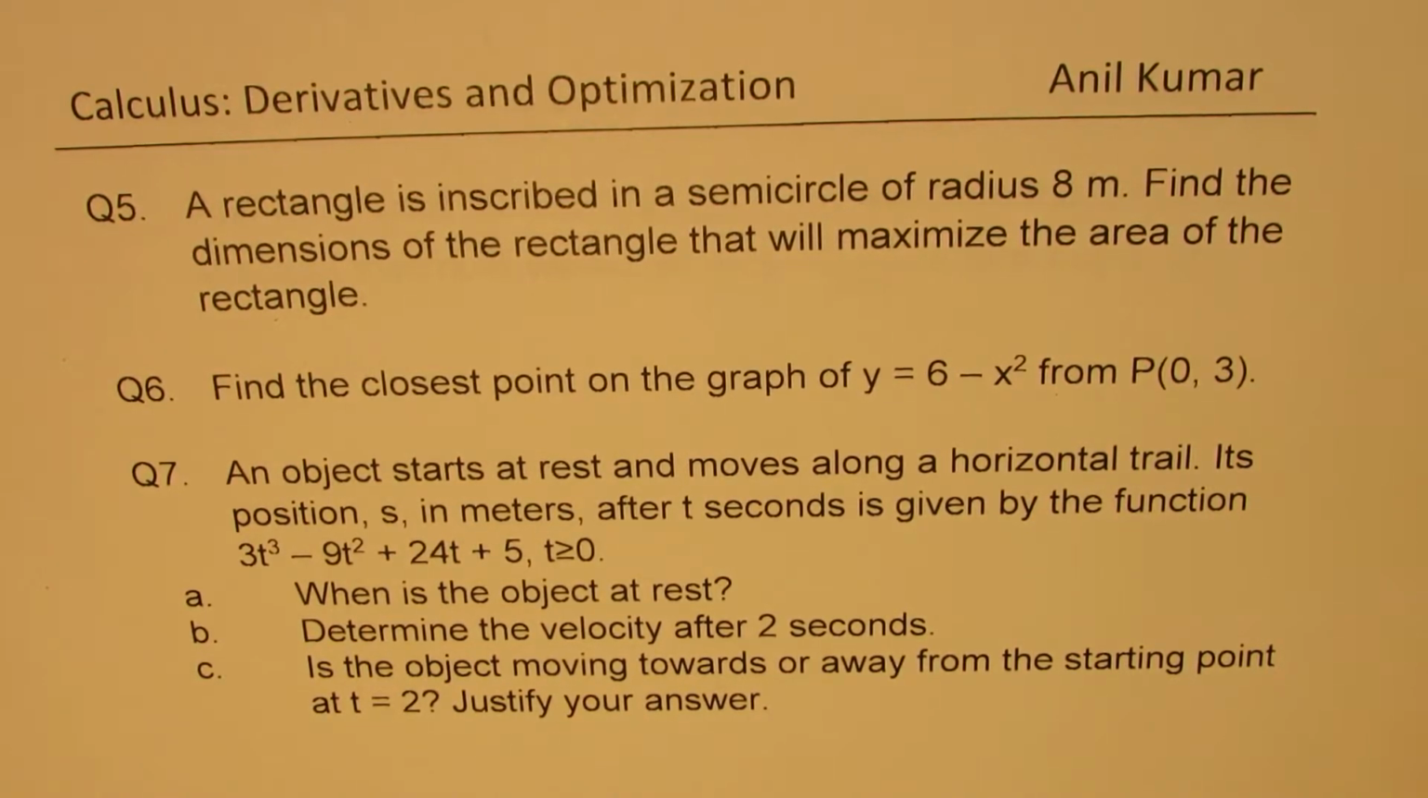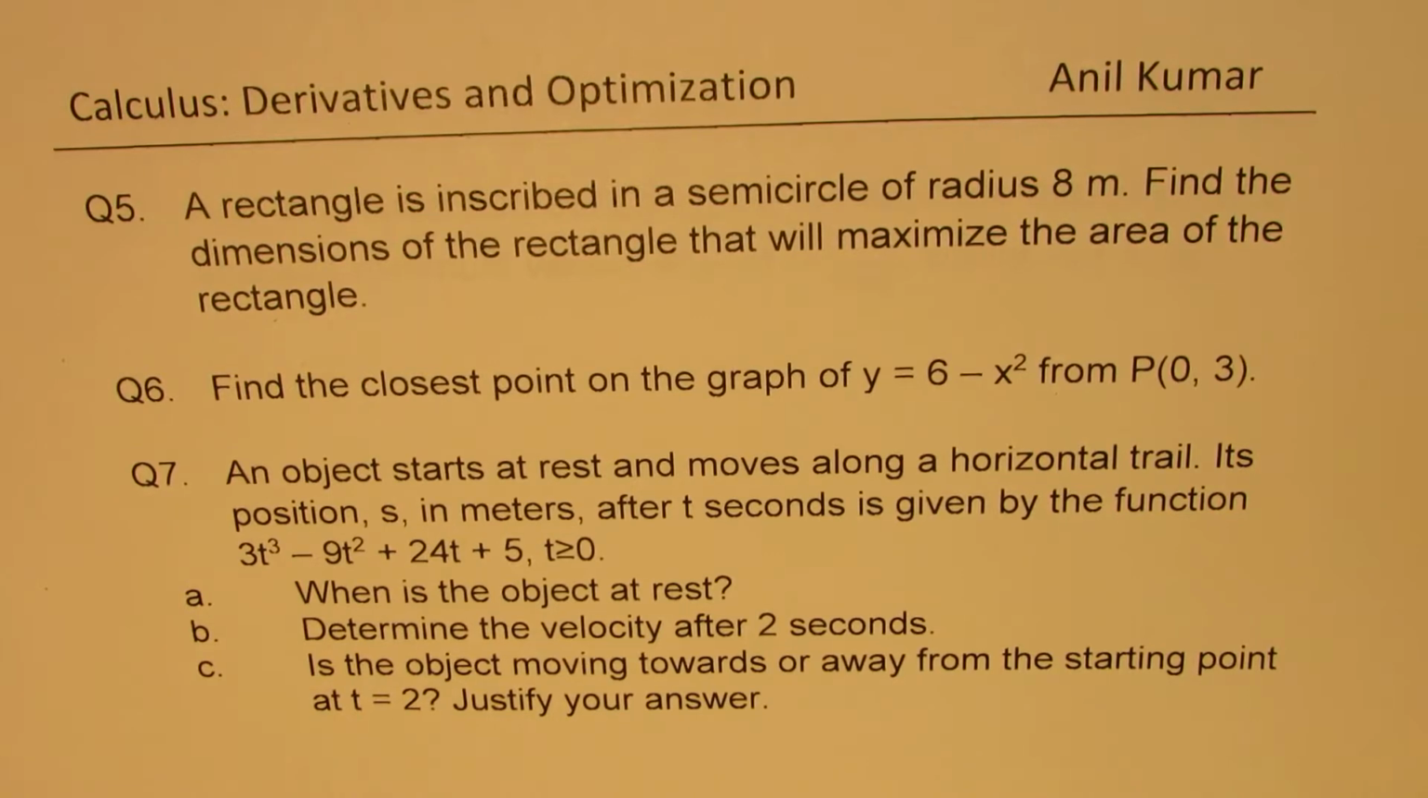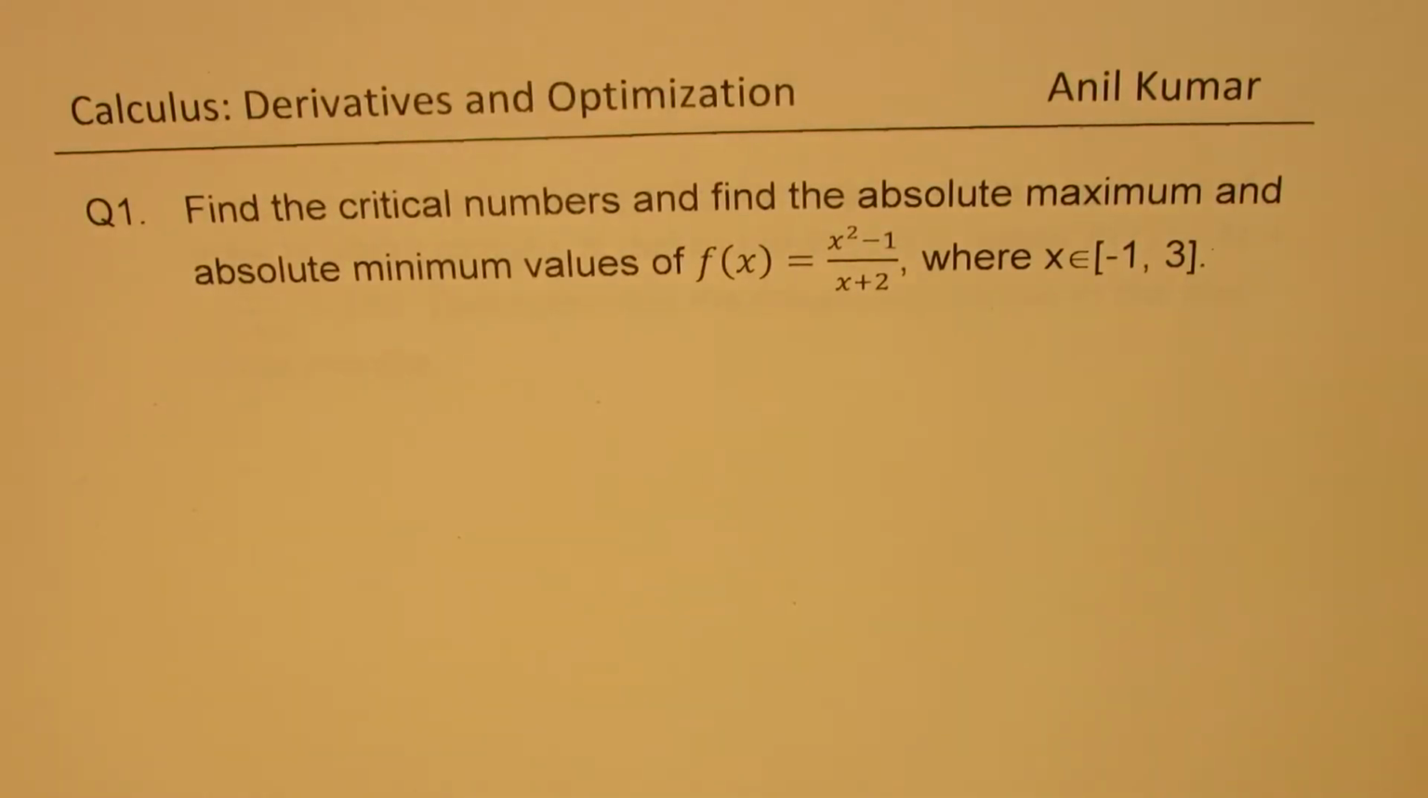Question 7. An object starts at rest and moves along a horizontal trail. Its position s in meters after t seconds is given by the function 3t cubed minus 9t squared plus 24t plus 5, where t is greater than or equal to 0. When is the object at rest? Determine the velocity after 2 seconds. Is the object moving towards or away from the starting point at t equals 0? At t equals 2, justify your answer. So you can pause and answer some of these questions. We'll begin with the very first one.